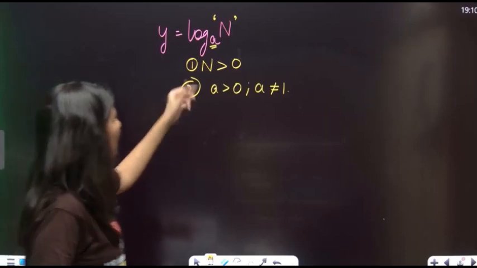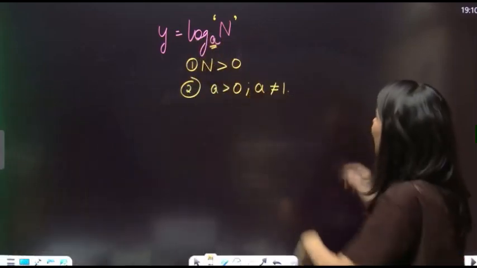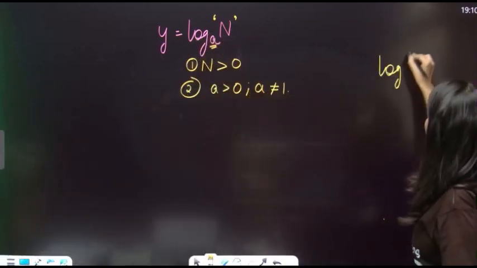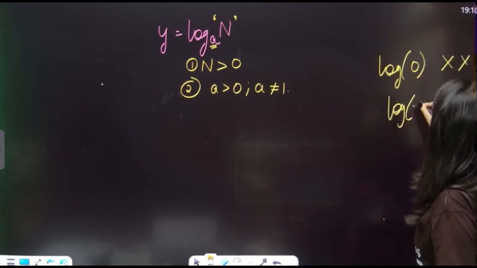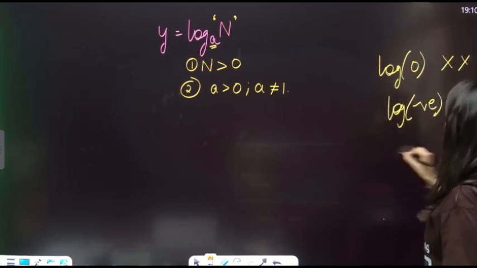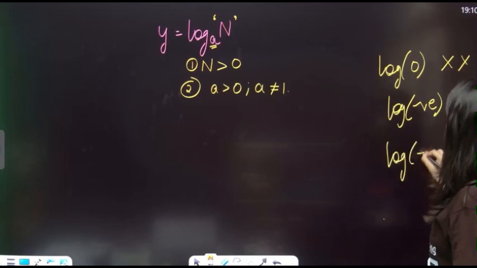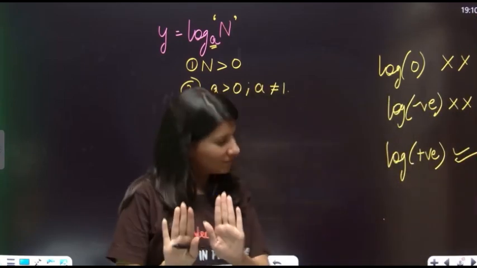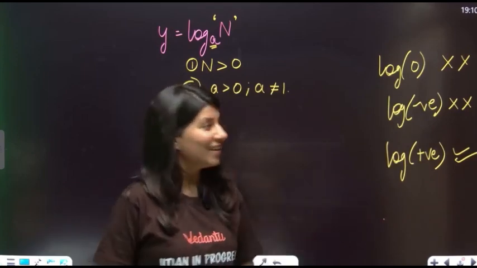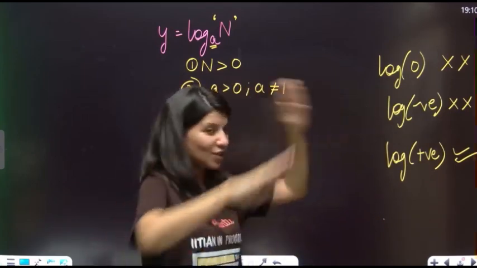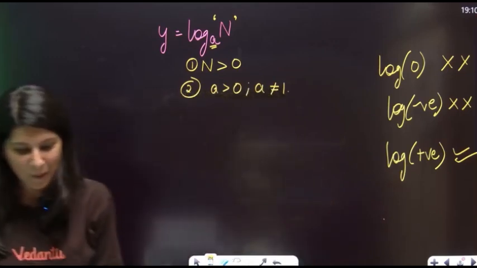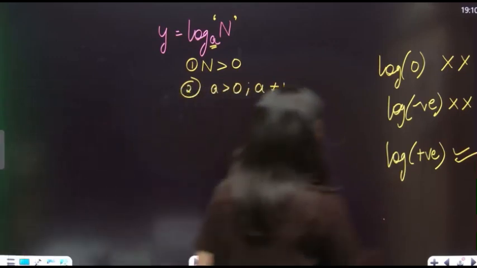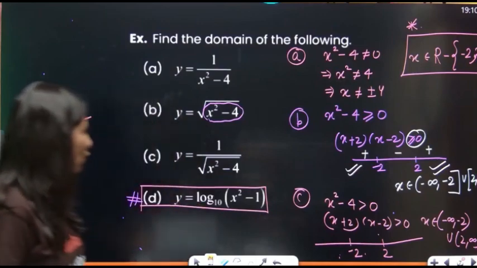Just remember this. Log of 0 is not allowed. Log of a negative number is also not allowed. And log of a positive number is allowed. Remember that meme? So this is no. This is also no. And this is okay, like that. Chalo, if you are aware about this, then let's talk about this.